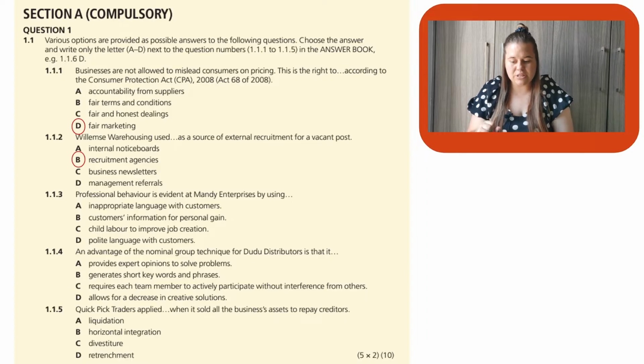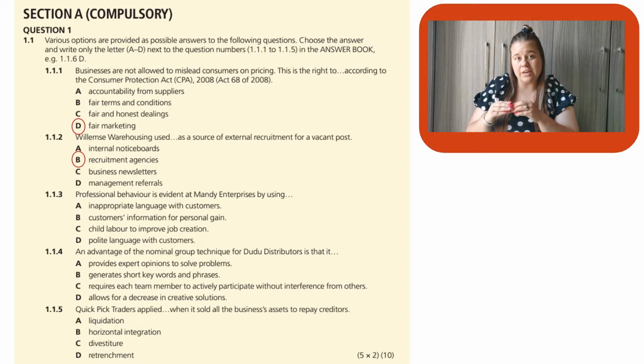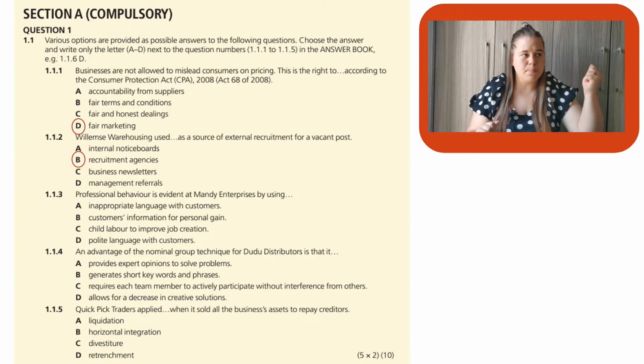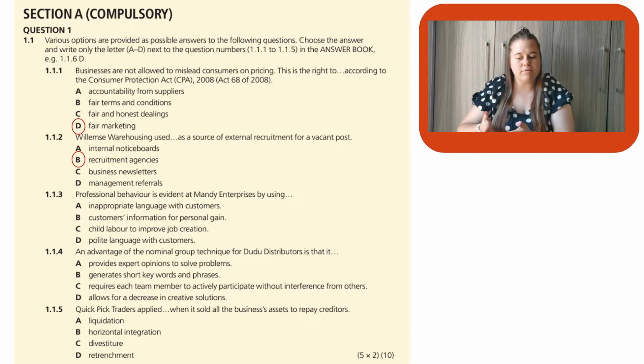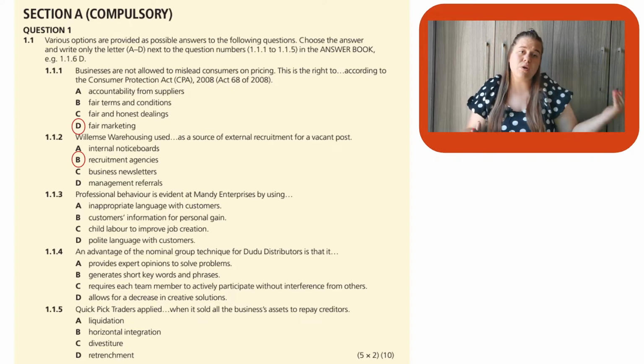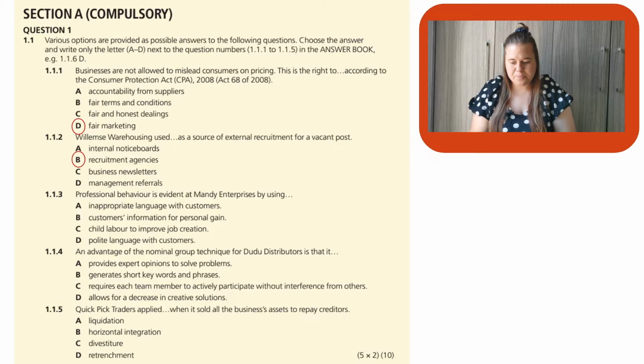What did he use? He used recruitment agencies. Remembering recruitment agencies are external. If I'm looking internal, I can do the internal notice board, business newsletters, and management referrals. Those are all internal things. External, I'm going to be putting it on websites where they advertise for jobs. I'm going to be looking for recruitment agencies. Those are all external things.